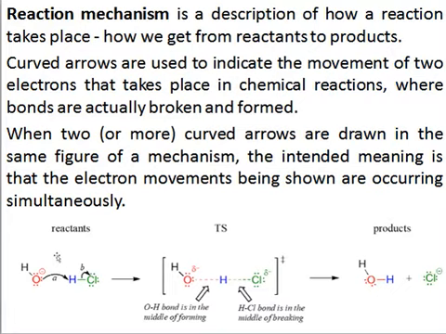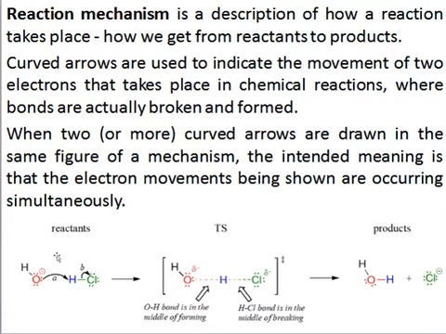So reaction mechanism is basically a description of how a reaction takes place, how we can convert the reactants into products. So it's not just a simple arrow that, when you write it, the reactant gets into products. There is a whole sequence of events through which a reactant is converted into product, and this sequence of events is called the reaction mechanism. And this sequence of events is indicated by means of arrows, right?